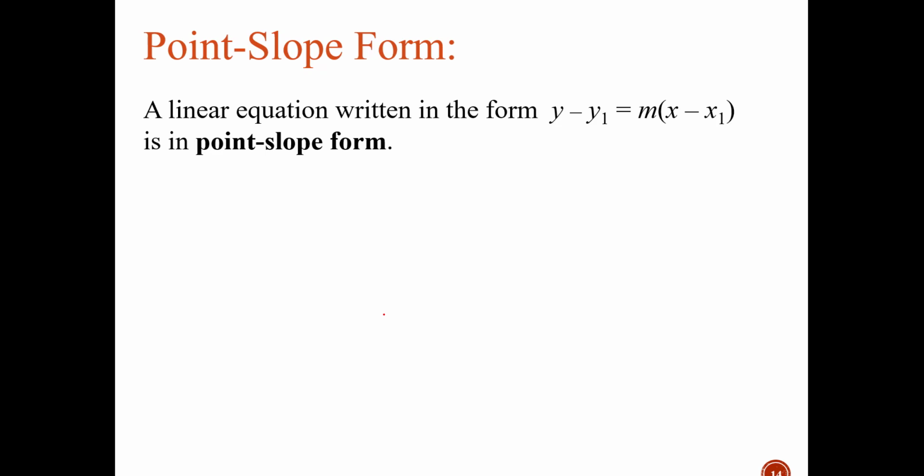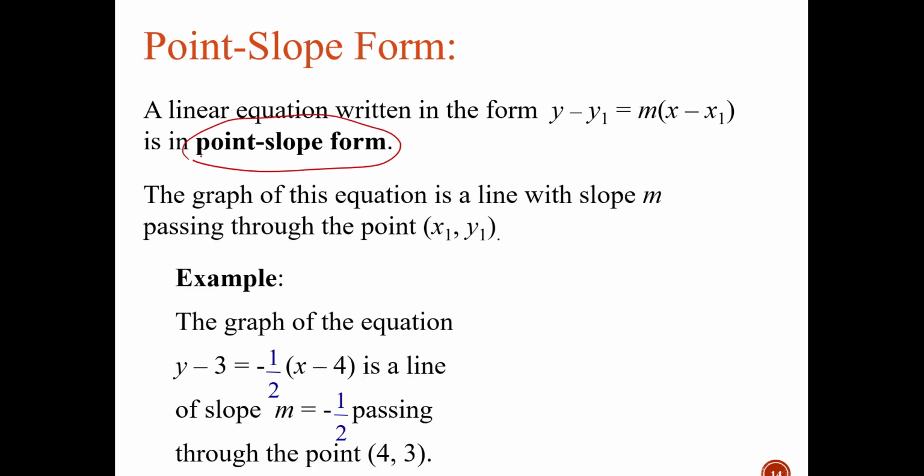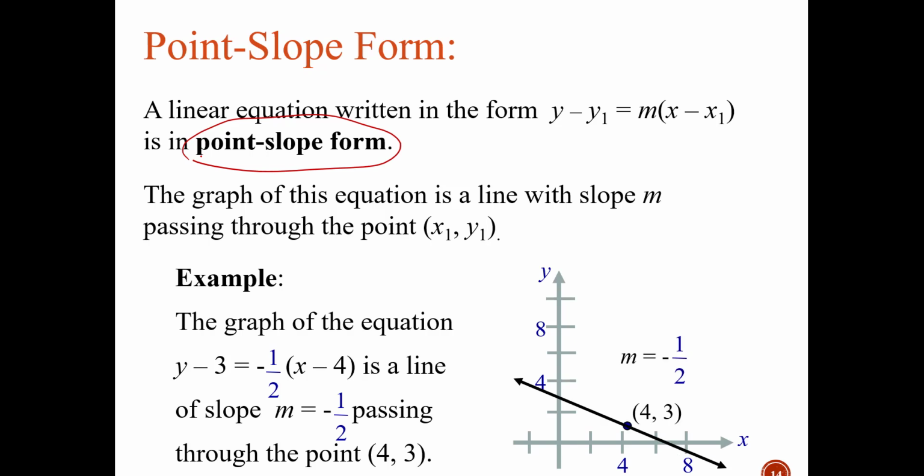And if the linear equation is written in point-slope form, we can turn it into slope-intercept form and go from there. Also, we can look at it like this. Let's say we have the equation y minus 3 equals negative half times x minus 4. That means the slope is negative half, passing through the point (4, 3). So we can use (4, 3) first. Graph (4, 3).